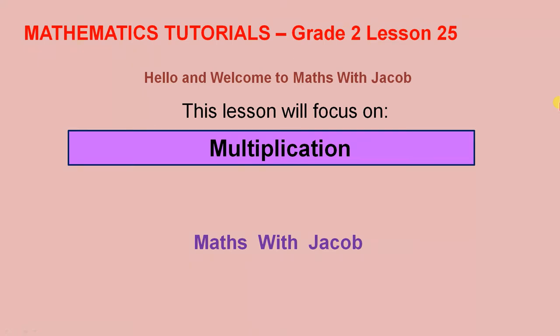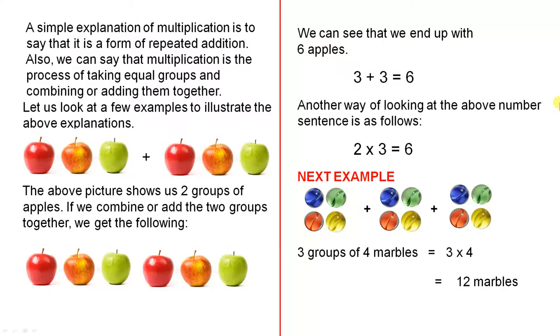This lesson will focus on multiplication. A simple explanation of multiplication is to say that it is a form of repeated addition. Also, we can say that multiplication is the process of taking equal groups and combining or adding them together. Let us look at a few examples to illustrate the above explanations.